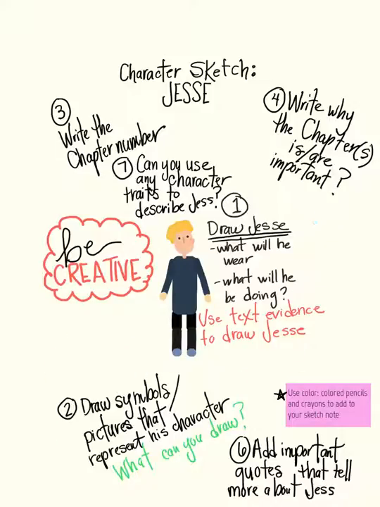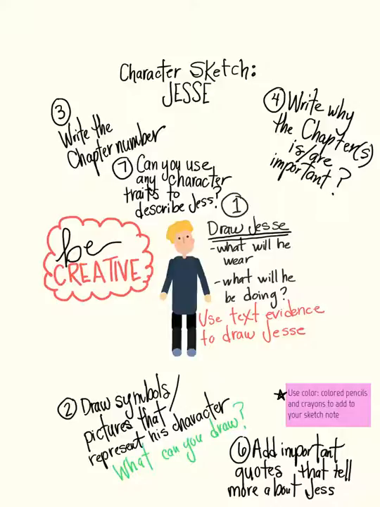Maybe you could draw some chores that he does, or a pail for milking the cow or something like that. And then I want you to make sure to write the chapter number. So we've done chapters 1 through 3 already. So write the chapter number that you're getting the information from. Then write, why is this chapter important? Why are these first 3 chapters, if we're doing 1 through 3, why are these chapters important?